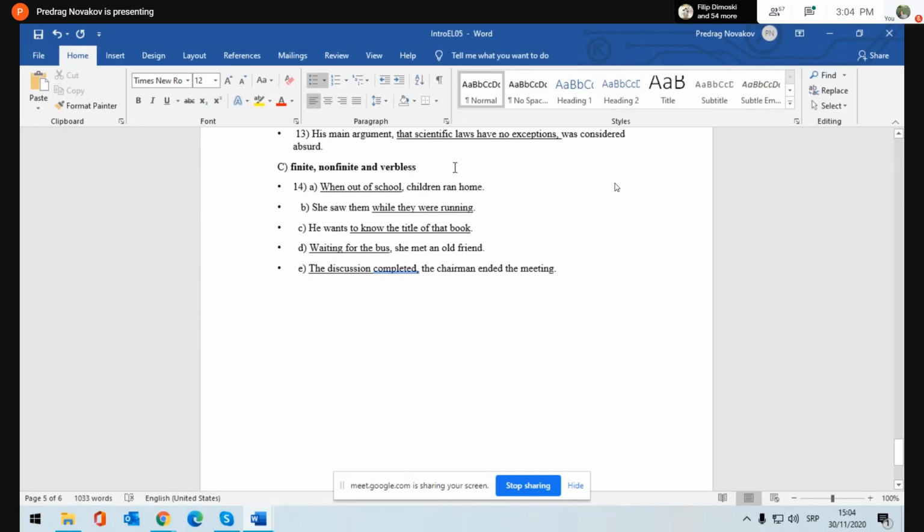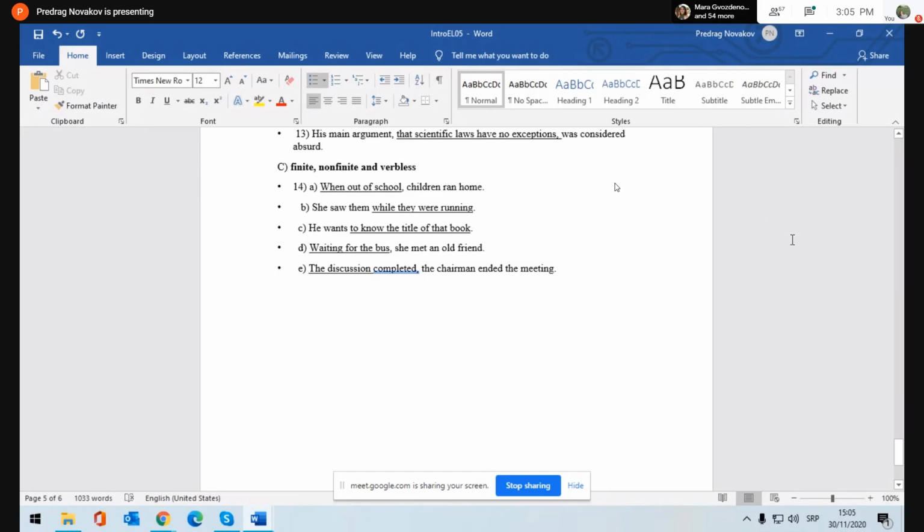Verbless. 14a. When out of school, children ran home. Children ran home. Ran is finite, obviously. You have a tense, past tense. But when out of school is verbless. Verbless is self-explanatory. Verbless meaning without a verb. Does not have a verb at all. So when out of school, you don't have any verb. The verb is usually be. When they were out of school, children ran home. So verbless clause without any verb. And we can also add what type of clause is this, when out of school. It's verbless, but also what? Is it nominal or adverbial? Adverbial. Adverbial, because it has when, temporal, adverbial.